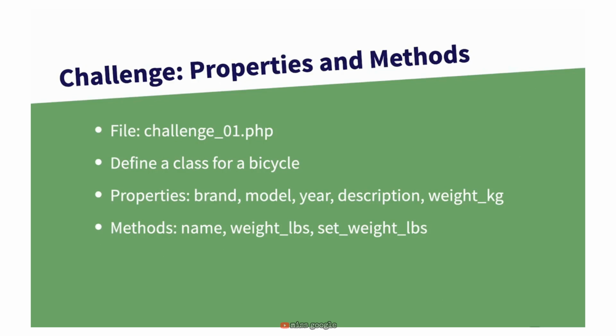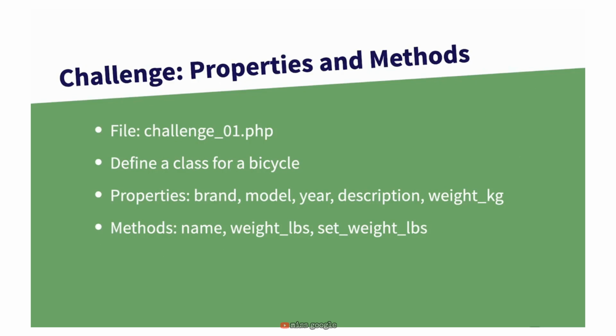So let me describe what all those methods should do. The first one is just going to be a simple name for this bicycle. What I want you to do is take brand, model, and year and put them together in a string of your choosing to output a simple name for this bicycle. So for each instance, we should be able to find out, tell me about this bicycle. What's its name? And the name is going to be a combination of brand, model, and year.